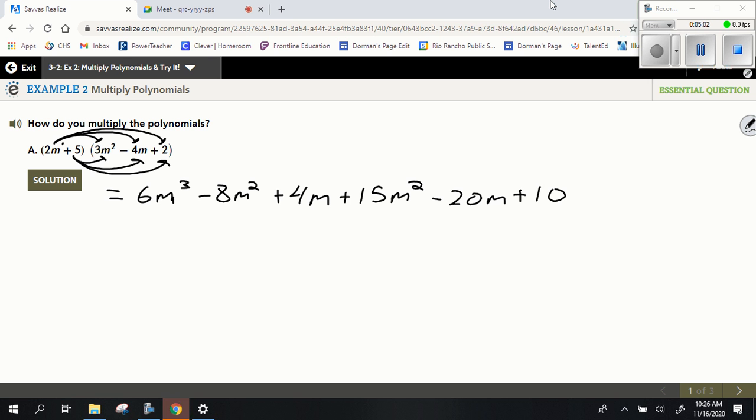Excellent. Now it's time to combine like terms. So I don't have any more m cubed terms, so I'm going to drop that one down. It appears that I have two m squared terms. So 15 minus 8 will give me 7m squared. 4m minus 20m, now we'll combine these two. 4m minus 20m is going to give me a negative 16m. And then there's nothing to combine with the 10, our constant, so we'll drop it down.